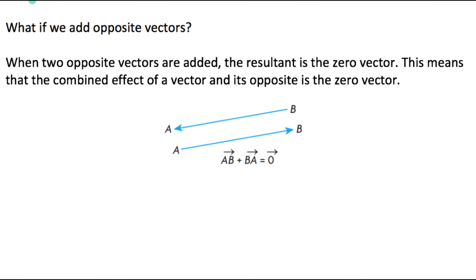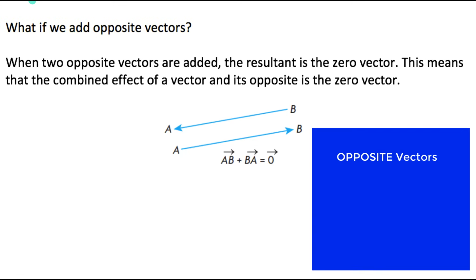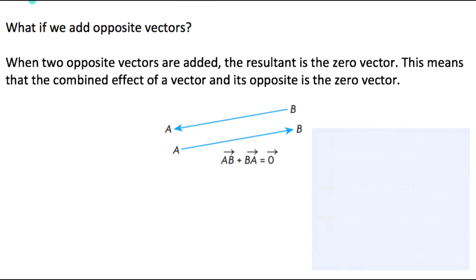I just added this slide in here to get you to think about what would happen if we added opposite vectors. Now, what are opposite vectors, first of all? Opposite vectors are vectors that have the exact same magnitude, but are going in the exact opposite direction. So when two opposite vectors are added, the resultant is what we call the zero vector.